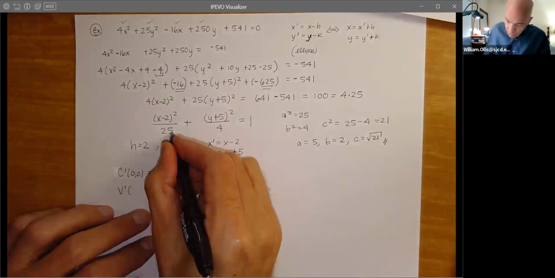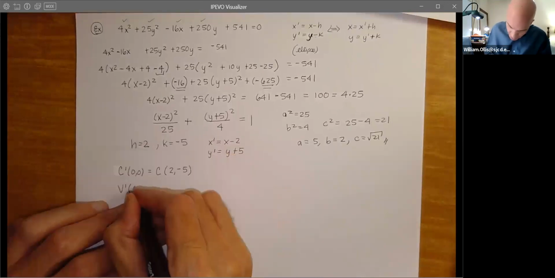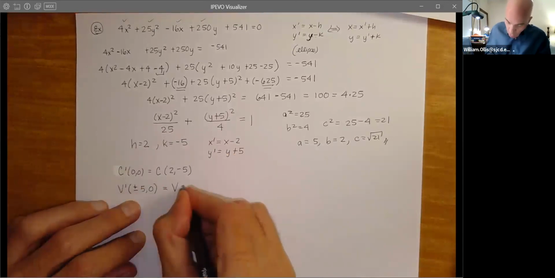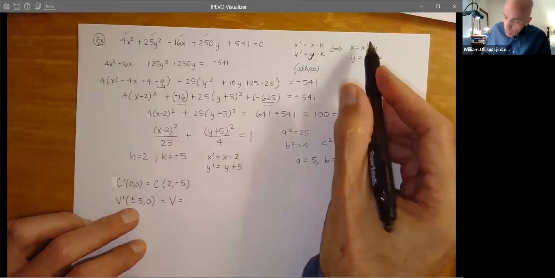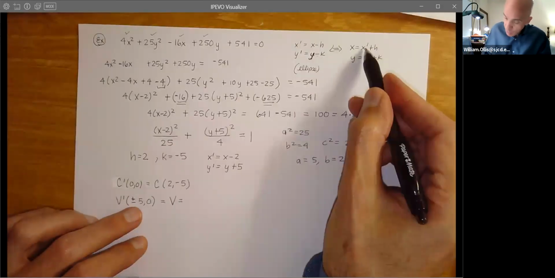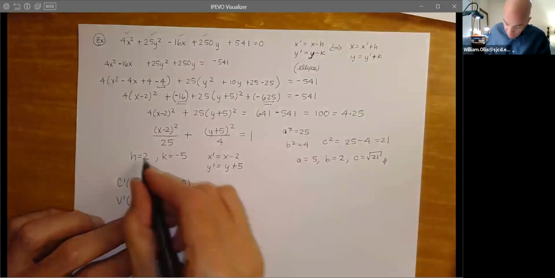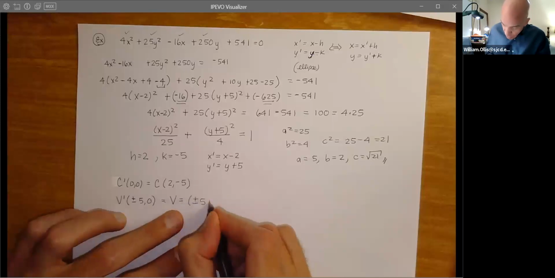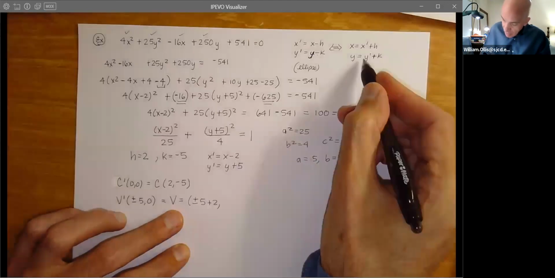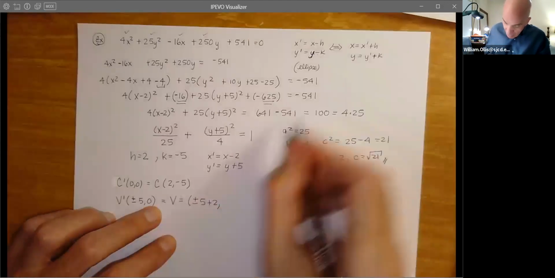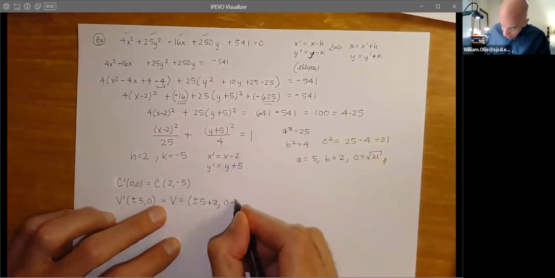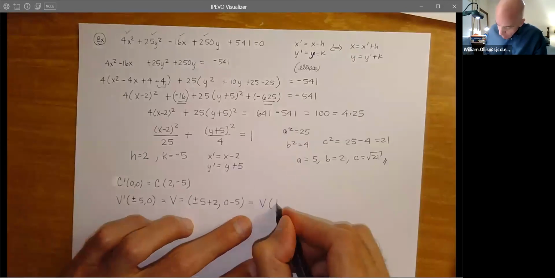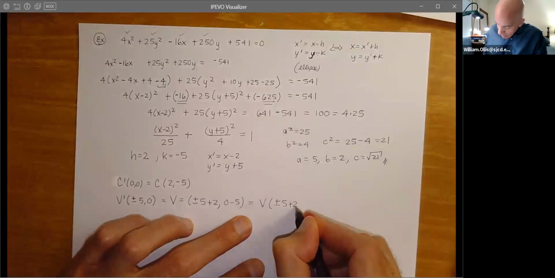So this is the larger denominator. So we have plus or minus 5, comma 0. So now we want to do, in this case, the coordinates with this. So we're going to have plus or minus 5 plus 2, and then 0 minus 5. So we have plus or minus 5 plus 2 using this, and then 0 plus k. K is -5, so 0 minus 5. So this gives us plus or minus 5 plus 2, comma -5.